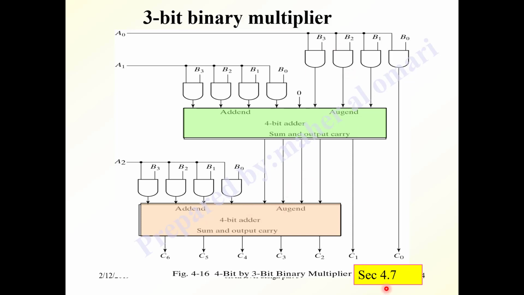Now, this is the complete circuit. C0, as I told you before, is A0, B0. It comes out of this AND gate immediately. And this is the first parallel adder. And this is the second parallel adder. And these are C1, C2, C3, C4, C5, and C6. C6 here is the carry out of this parallel adder. It should be noted that this output here is the carry of the first parallel adder and goes into here.